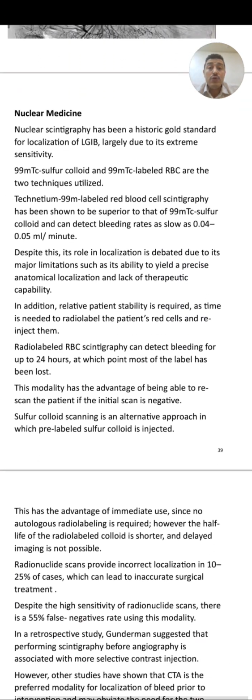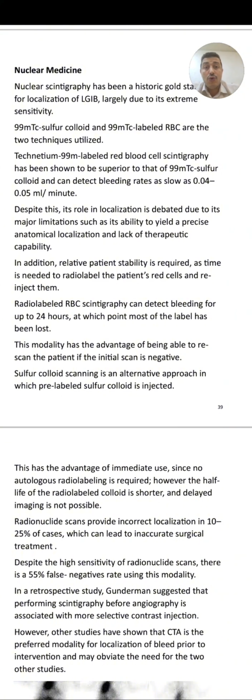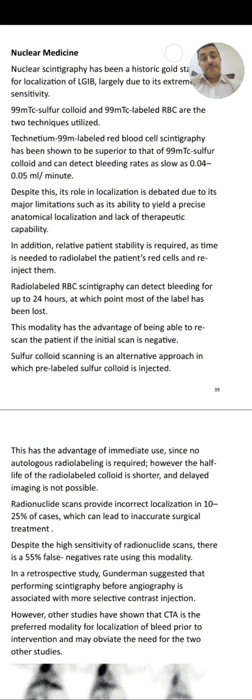Okay, these are the radiological investigations. We are moving to nuclear medicine or nuclear investigation. And if we are talking about nuclear medicine, we are talking about two modalities. These are the sulfur colloid and RBC tagged, or technetium labeled RBC. They can detect bleeding that is in lesser amount than angiography, but it takes longer time in scanning.